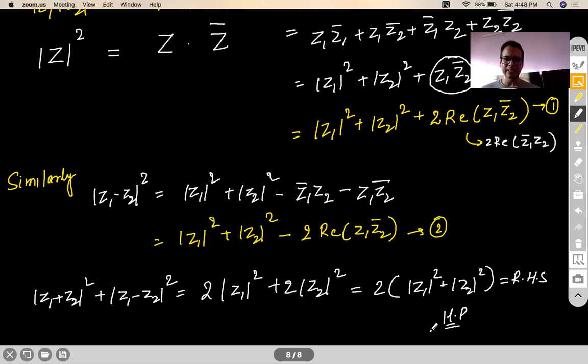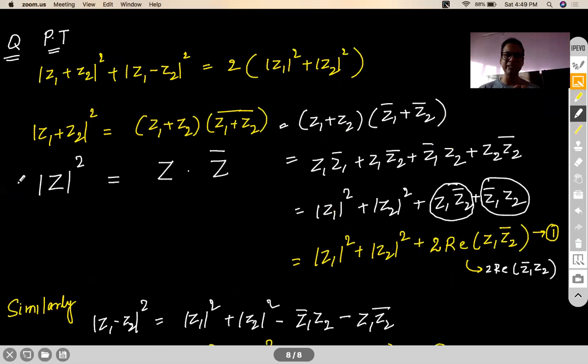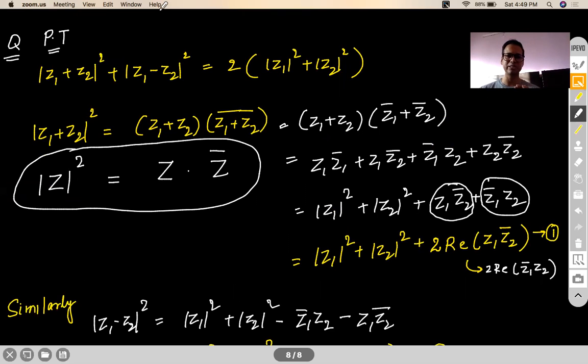Okay. Is the approach clear how to prove it? One very important thing that we have to keep in our mind is this property. This property is very, very important. You never know where it will be useful for you in solving questions. It is used very, very widely. Okay, very important property.